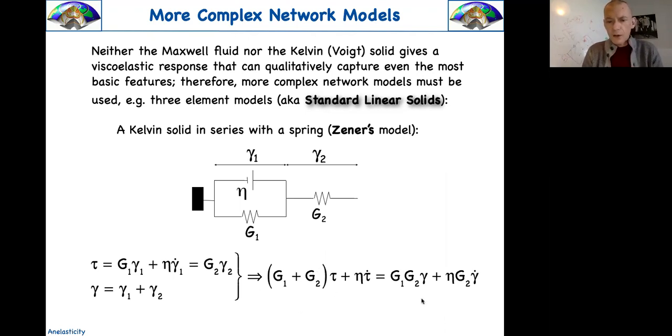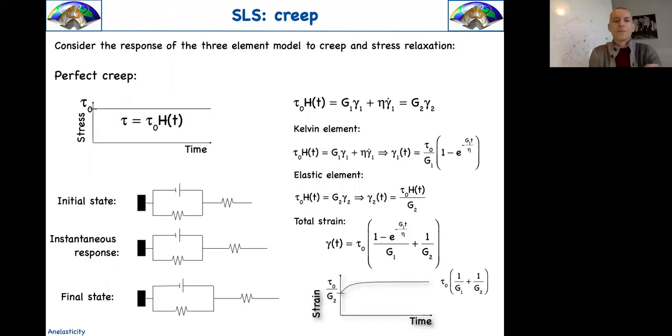By the way, a standard linear solid is characterized by the presence of stress, strain, stress rate, strain rate. So all the four elements. What are the consequences? Of course, the first one is that algebra is getting more complicated here.